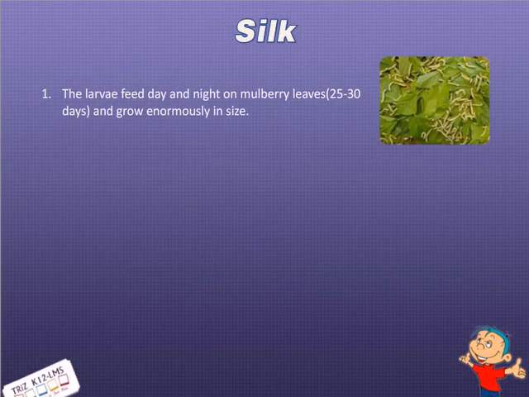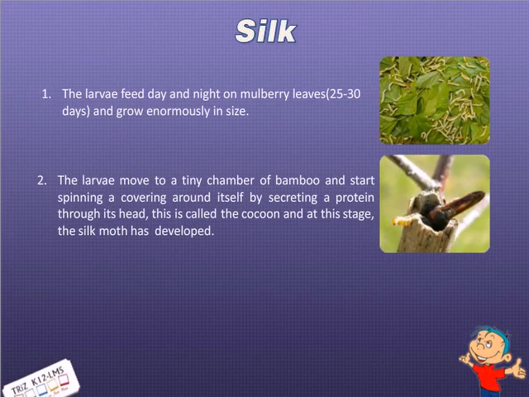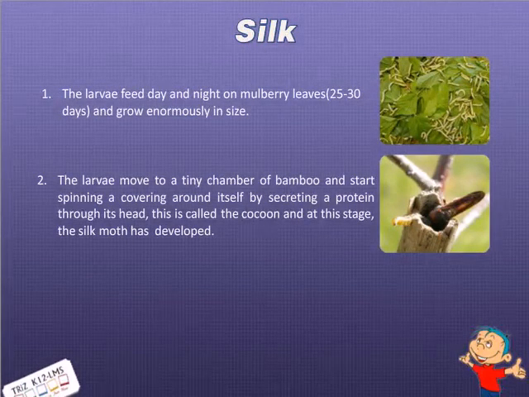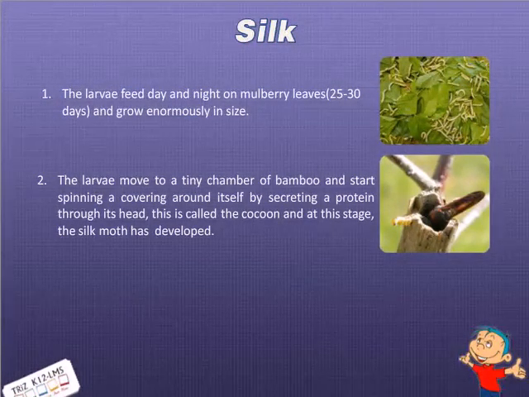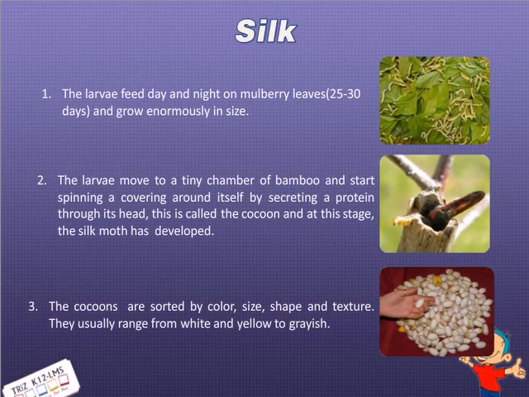The larvae feed day and night on mulberry leaves for 25 to 30 days, and grow enormously in size. The larvae move to a tiny chamber of bamboo and start spinning a covering around itself by secreting a protein through its head. This is called the cocoon. And at this stage, the silk moth has developed. The cocoons are sorted by color, size, shape, and texture. They usually range from white and yellow to grayish.